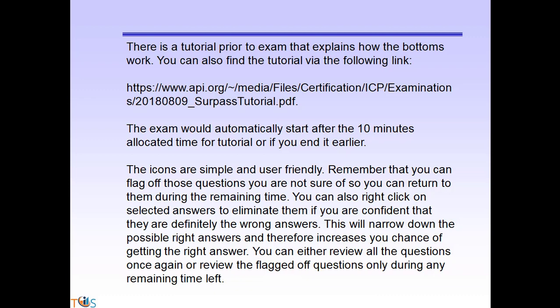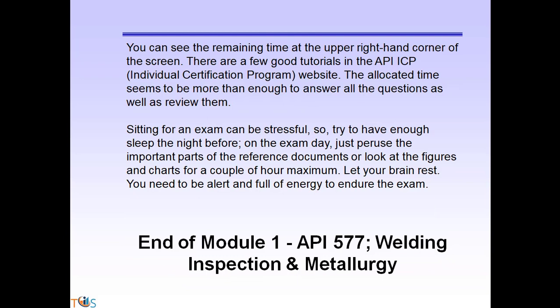Remember that you can flag those questions you are not sure of so you can return to them during the remaining time. You can also right-click on selected answers to eliminate them if you are confident that they are definitely the wrong answers. This will narrow down the possible right answers and therefore increase your chance of getting the right answer. You can either review all the questions once again or review the flagged questions only during any remaining time. You can see the remaining time at the upper right-hand corner of the screen.